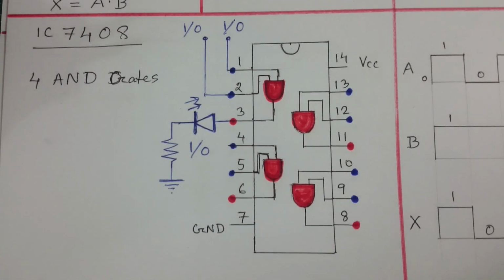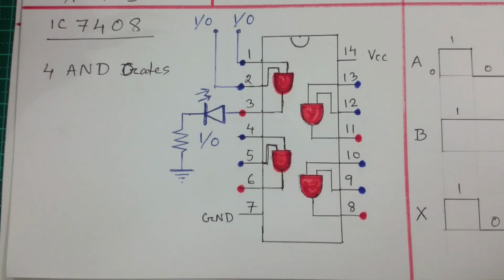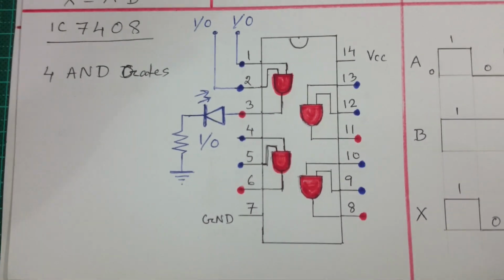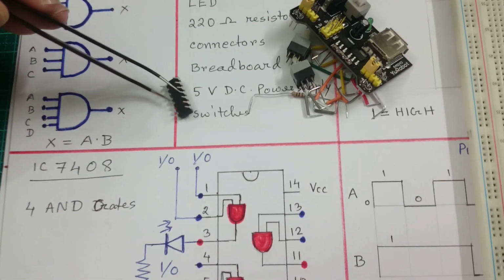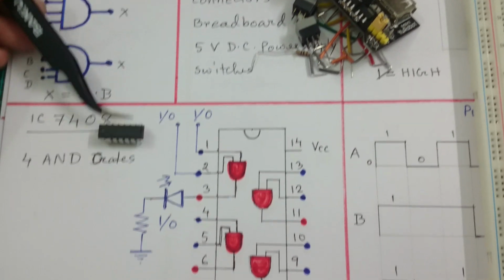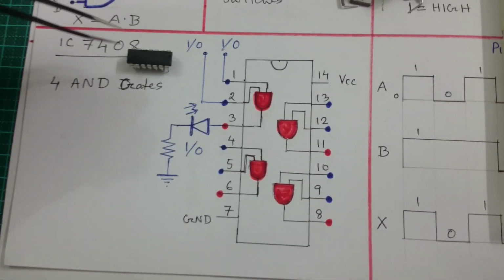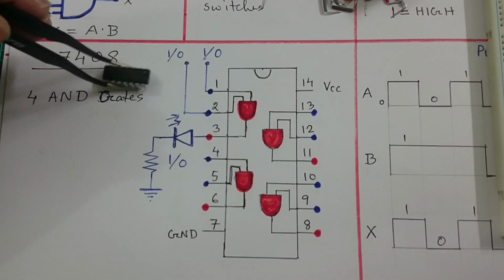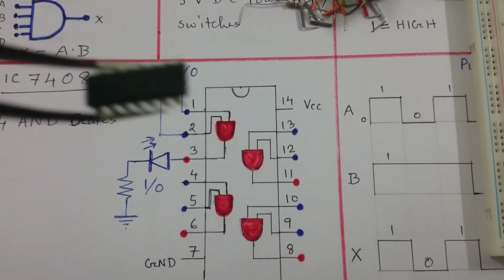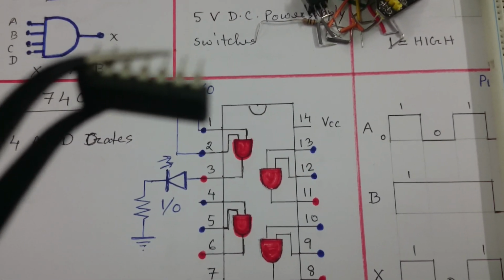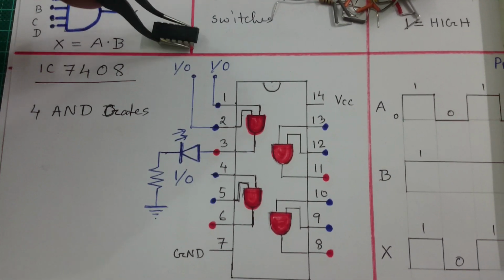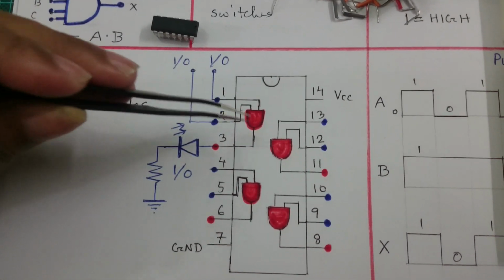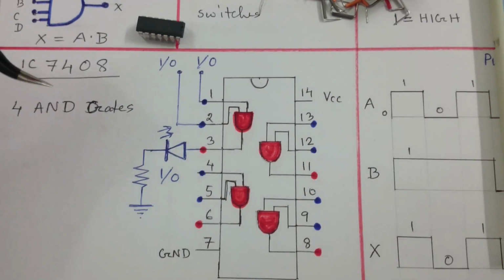So to check the AND gate performance, I am going to use IC. This IC is 7408. So this is a 14 pin IC. This IC has 4 AND gates.